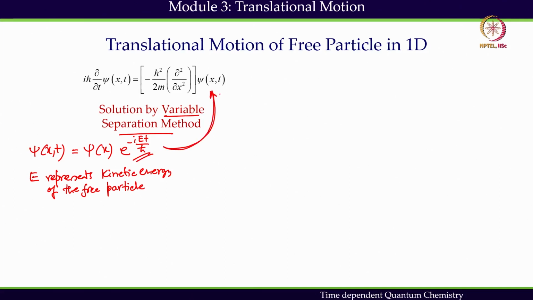As usual, we insert this solution into the TDSE. That is exactly what we have always done, and if I insert it, then immediately I get the time independent Schrodinger equation, which is given by minus h bar square by 2m, second derivative of psi(x) equals E psi(x). Note that here I have used a partial derivative and here a total derivative, because psi(x) depends on only x, and here psi depends on both x and t.